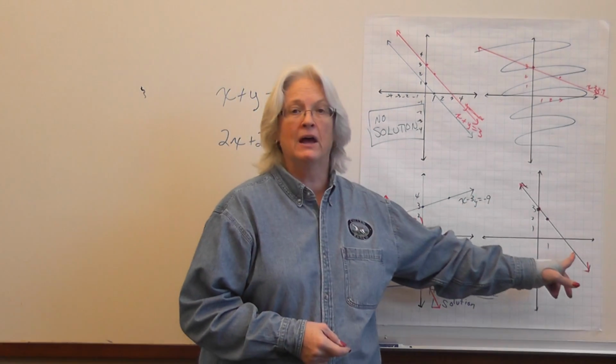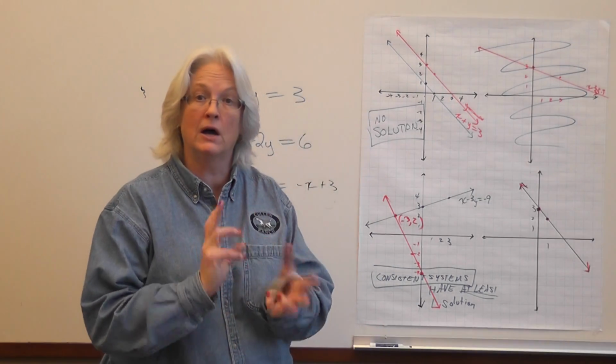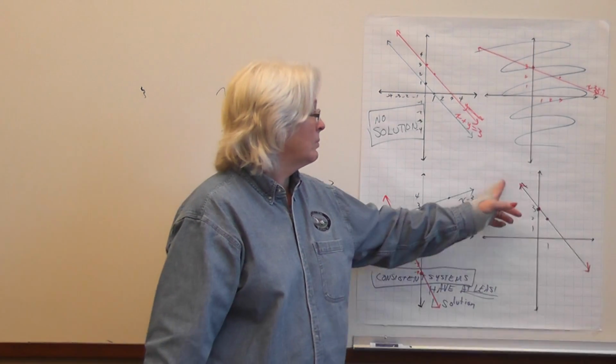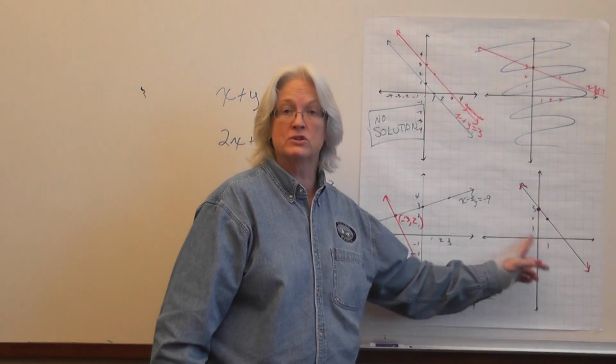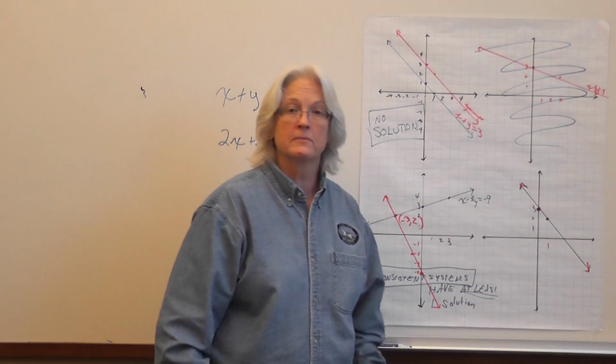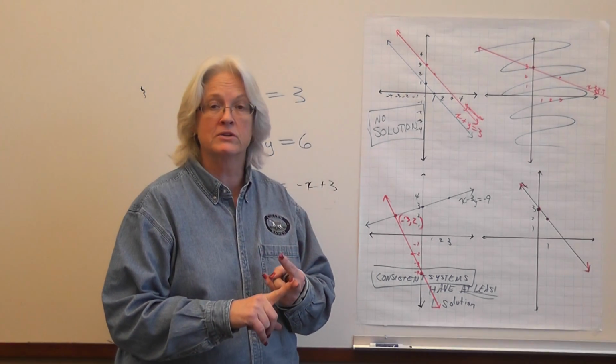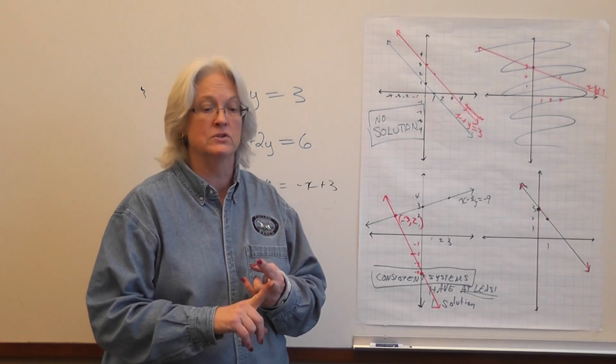And then finally we have our last way in which 2 lines can interact in the plane, where both of the equations represent the same line. So they are called collinear. They are consistent because there is a solution. They are dependent because there are an infinite number of solutions.